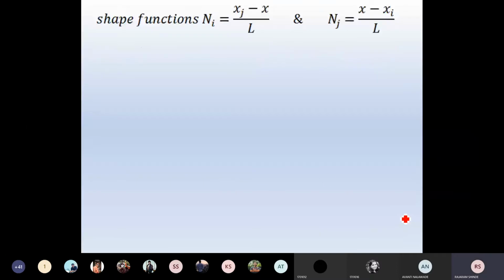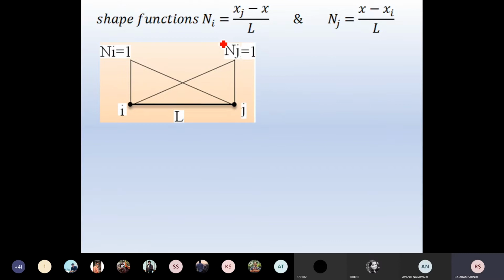Here these are the properties of the shape functions. If you see these equations, Ni is a variable and it is a linear function of x for this element. That is, Ni is a function of coordinate. Nj is also a function of coordinate, and for this element it is also a linear function of coordinate. So I can write that shape functions are functions of the coordinates.